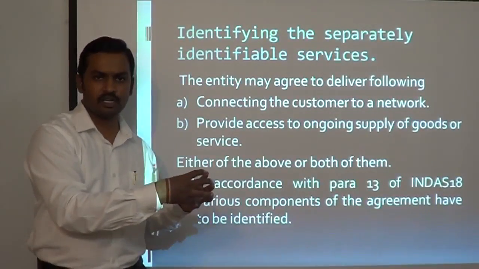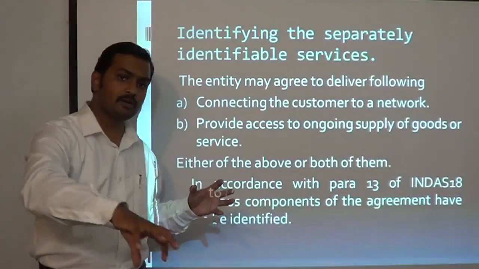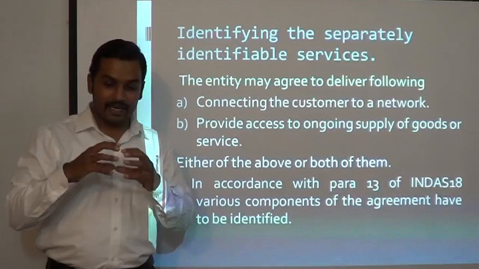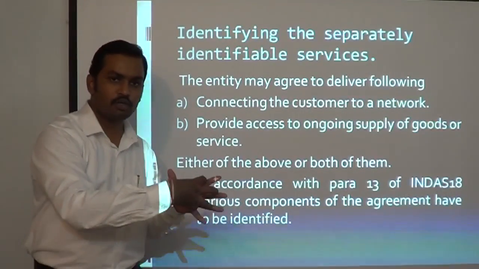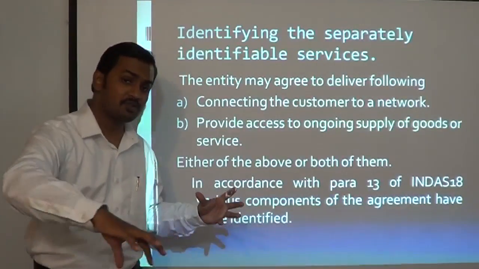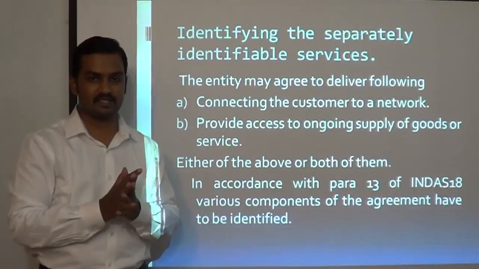Just provide connectivity to the customer, that's it. Or provide him access to ongoing supply of goods and services, or sometimes both. So the agreement here has two components in it. One, providing connectivity to the customer to the network, sometimes providing customer ongoing access to supply of goods and services, sometimes both. That means you have to provide both connectivity and ongoing access.